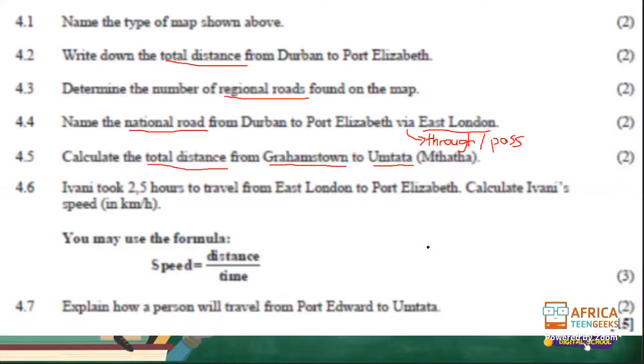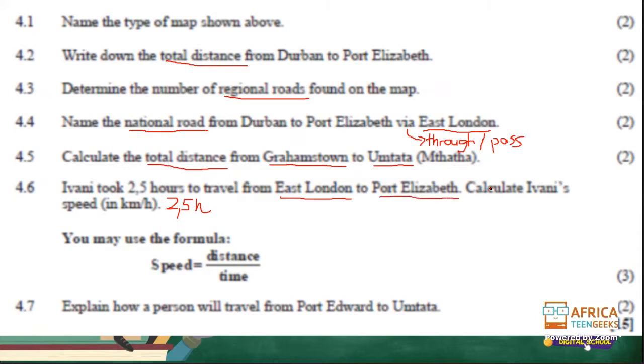Next question, 4.6. Now it says, Ivan took 2.5 hours to travel from East London to Port Elizabeth.